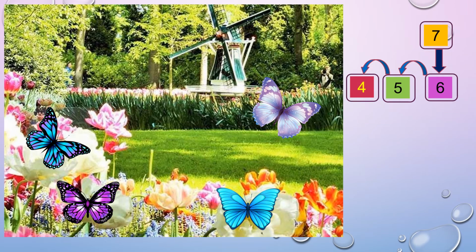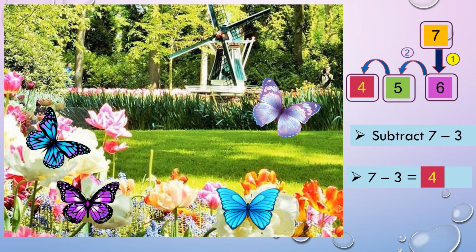So in all, 3 butterflies flew away from the garden. Means we have to take away 3 from number 7. Or you can say that subtract 3 from 7. So when we subtract 3 from 7 or when we take away 3 from 7, we get the difference as 4, means 7 minus 3 is equal to 4.